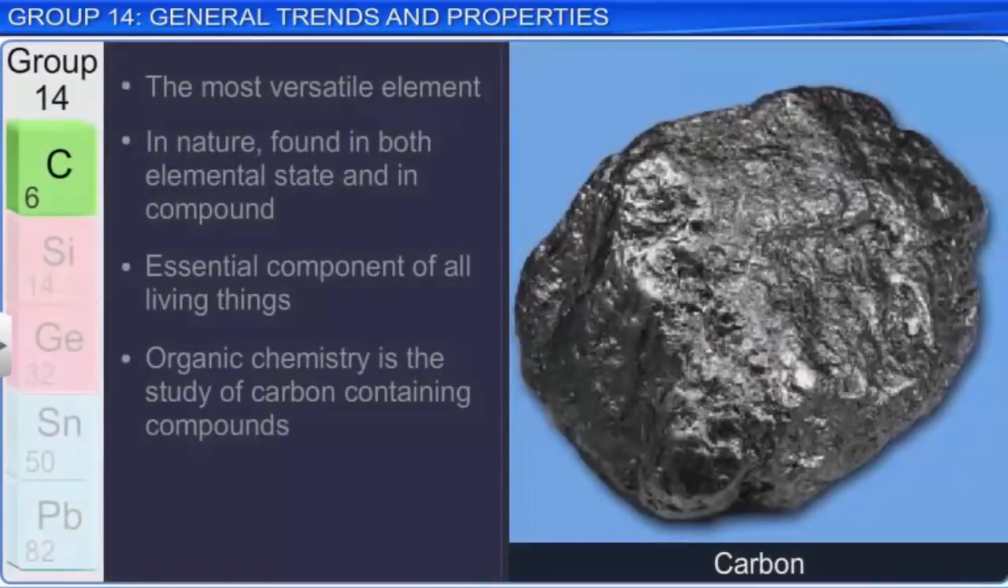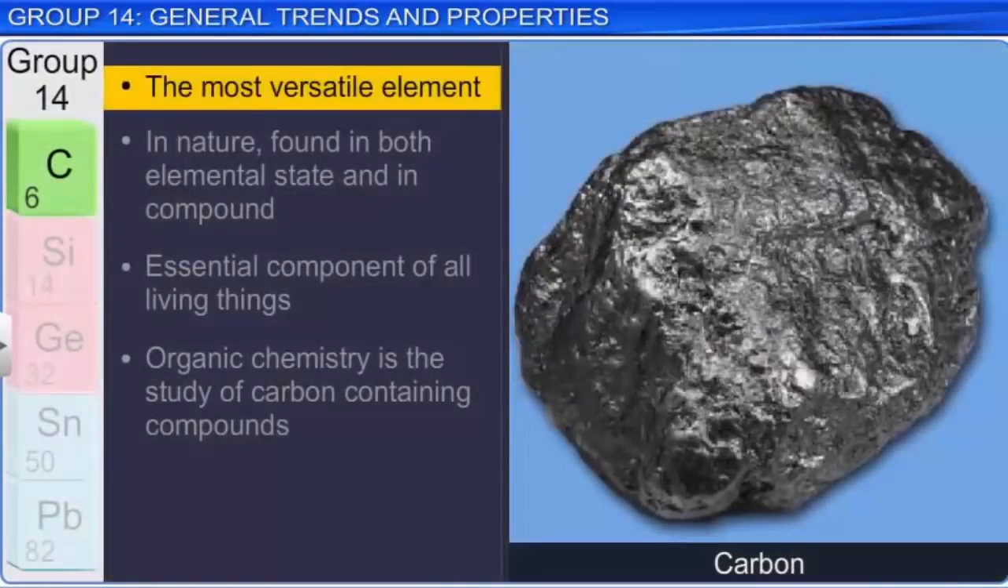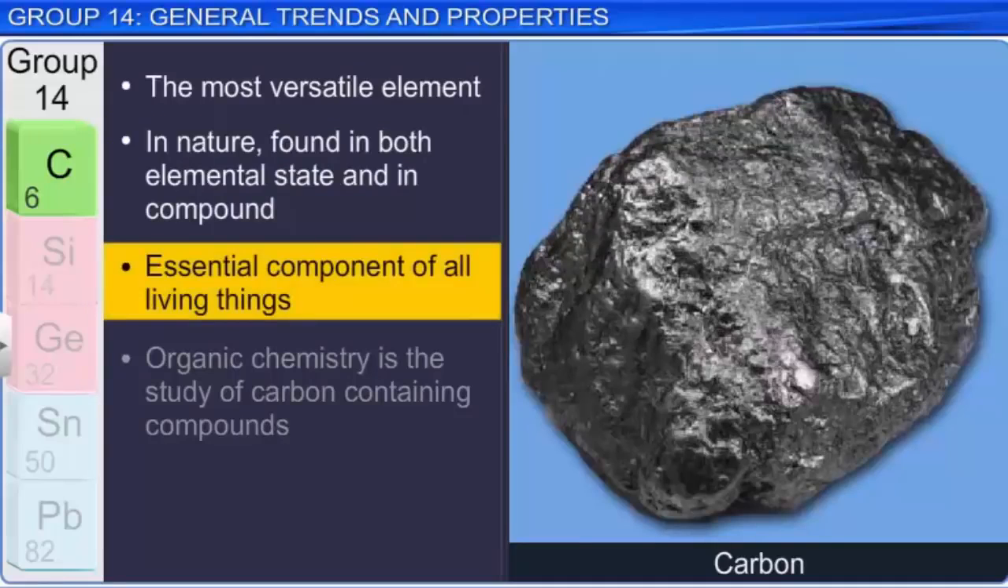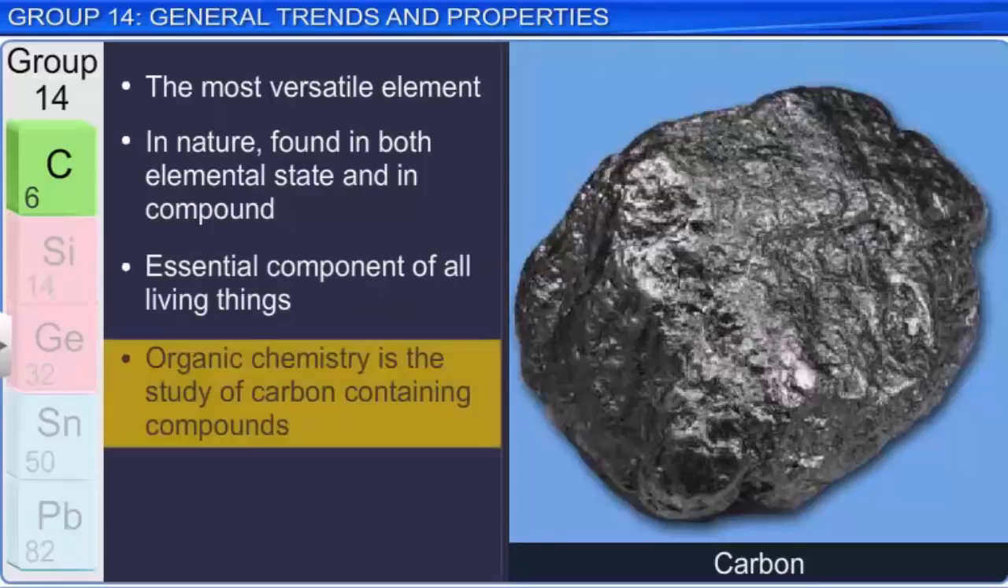It is easy to argue that carbon is the most versatile of all the elements. It is found in nature, both in its elemental state as well as in compounds. It is an essential component of all living things. Organic chemistry is the study of the compounds that contain carbon. The work of many talented chemists is devoted to this very important element.